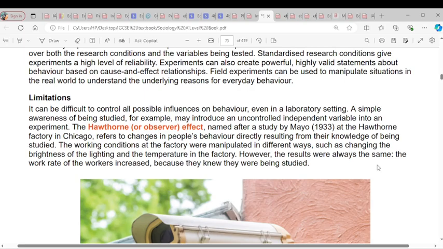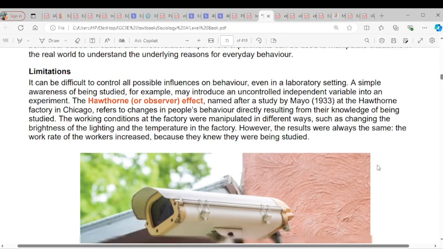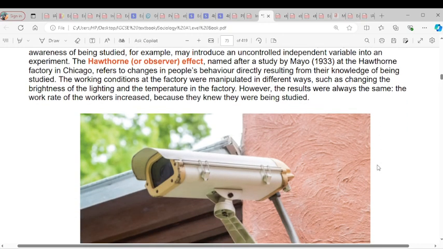The working conditions at the factory were manipulated in different ways, such as changing the brightness of the light and temperature in the factory. However, the results were always the same. The work rate of the workers increased because they knew they were being studied. So it's the Hawthorne effect because you already know that you are being studied. So you try to give results that would suit that researcher.